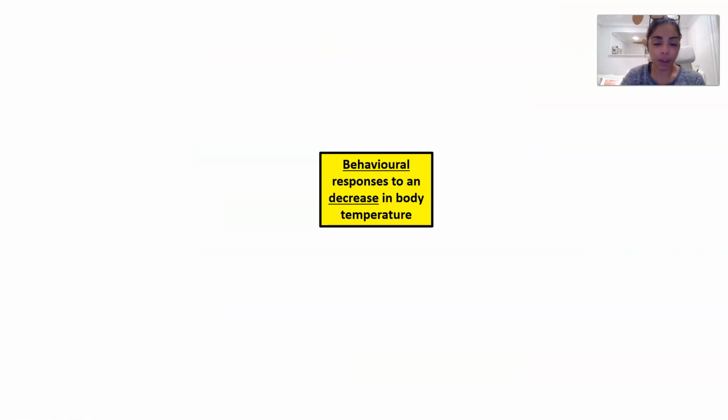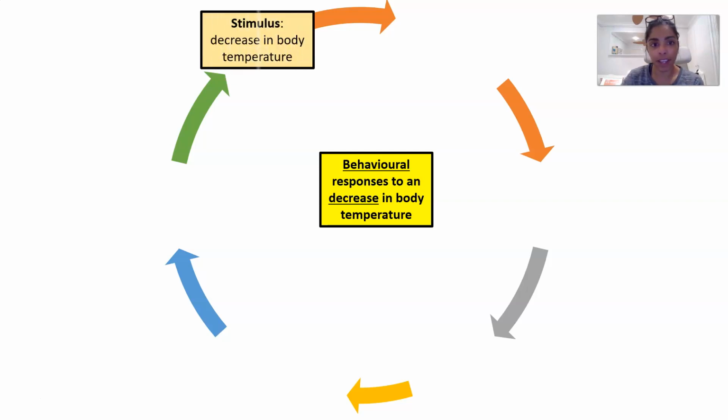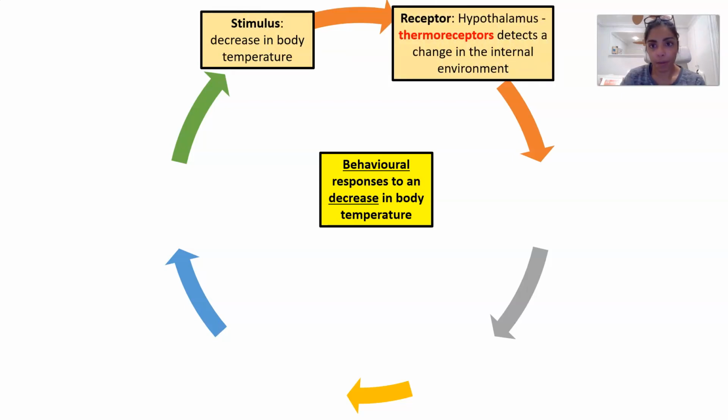All right, so now we're going to be looking at the opposite behavioral response. This time it's to a decrease in body temperature. Again, pause the video, have a go at working through this, and then we'll go through your answers together. All right, so the stimulus here for this negative feedback loop is going to be a decrease in body temperature. The receptors, again, are the thermoreceptors in the hypothalamus. These are the central thermoreceptors. These detect the change in temperature.